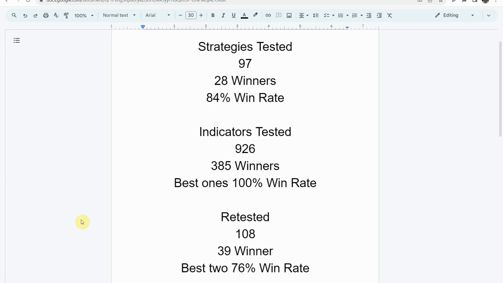We've also retested in the advanced testing 108 of the winning indicators. 39 of them have been able to maintain the winning status, the best two with a 76% win rate. Now keep in mind that we test most of these indicators and strategies on the crypto and Forex market, but they can be applied to just about any market and time frame universally.